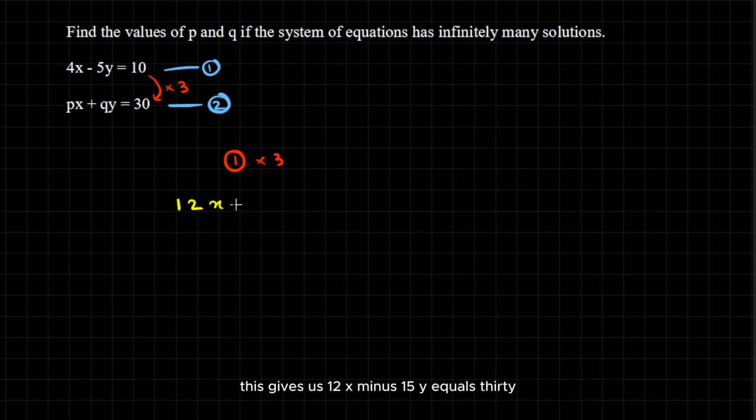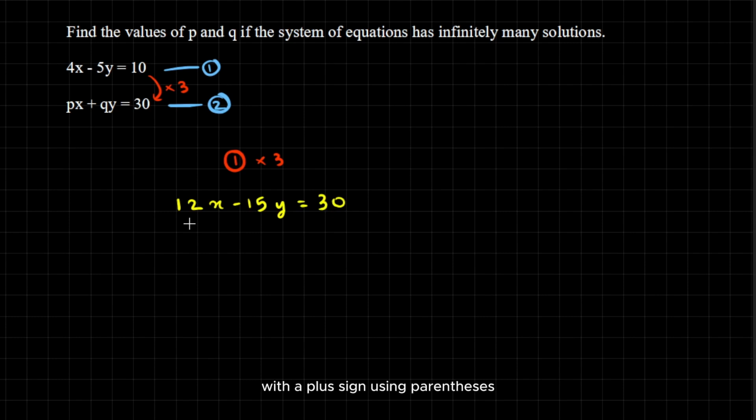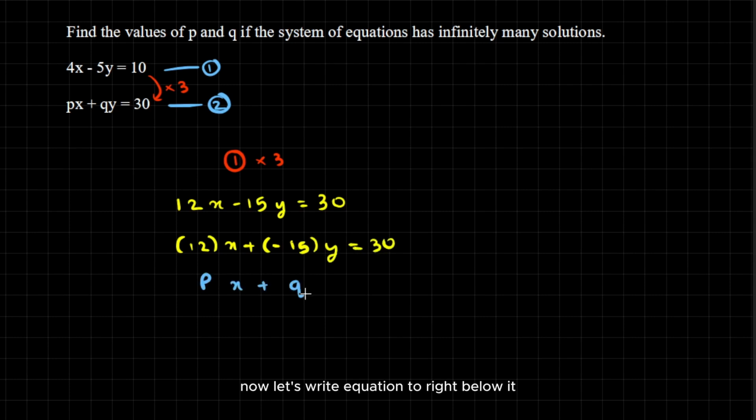This gives us 12x minus 15y equals 30. To easily compare this with equation 2, let's rewrite it in the standard format with a plus sign, using parentheses. This becomes positive 12 in parentheses times x, plus negative 15 in parentheses times y equals 30. Now, let's write equation 2 right below it. By comparing the terms, we can see that p is equal to 12 and q is equal to negative 15. Fast and simple.